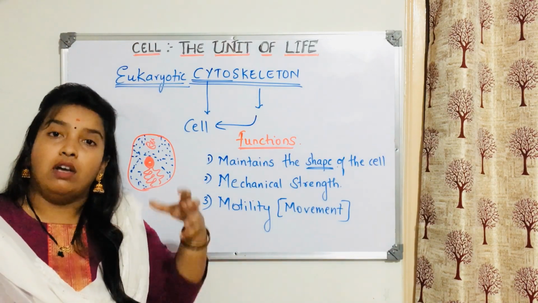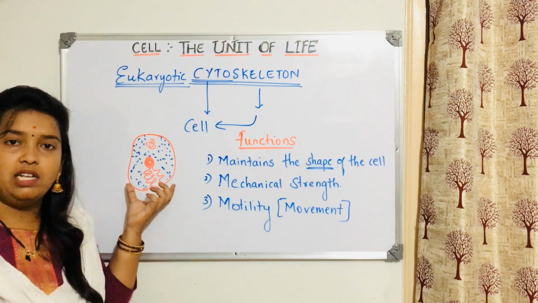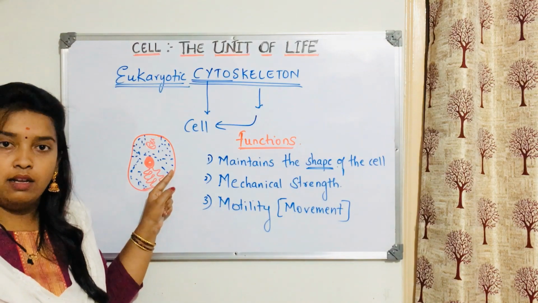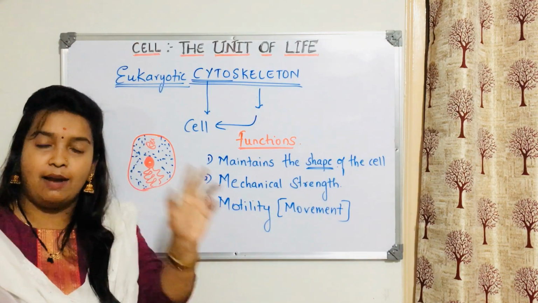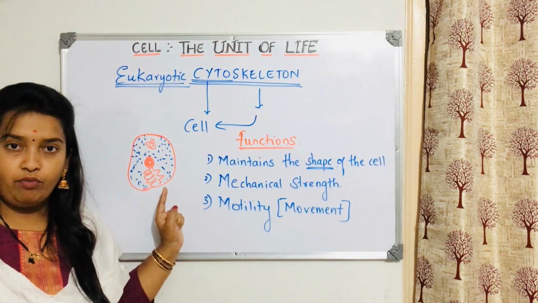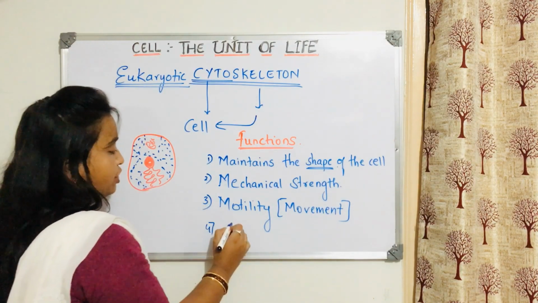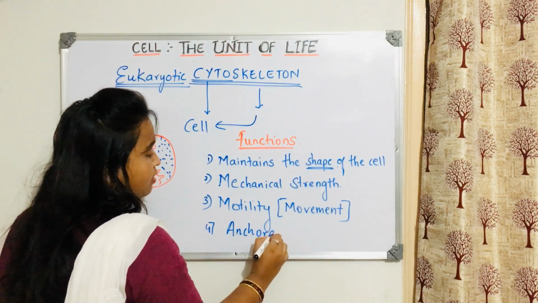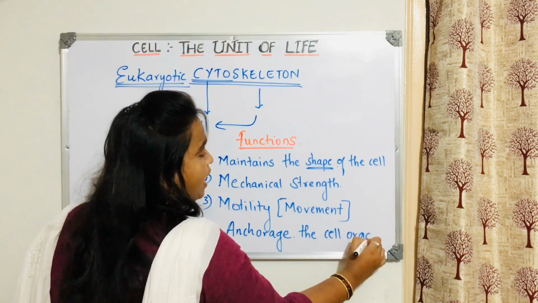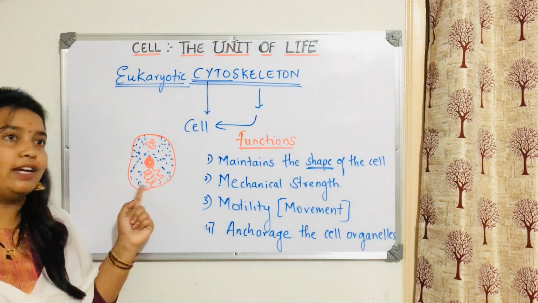Again, there are types of cytoskeleton that we will see later. But overall, if you talk about the cytoskeleton, what is their function? They give the shape, because they are connected from the nucleus till the plasma membrane. They are holding the cell properly. They are holding the cell organelles properly in a particular area. Along with this, you can also remember one more thing, that is anchorage. It anchors the cell organelles. That means it helps in proper placement of these organelles.